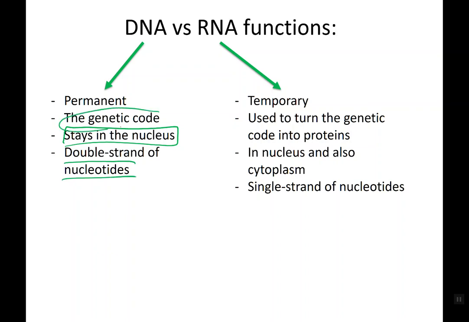So this is the genetic code. So the Human Genome Project mapped every gene in the human genome. And in every cell, for the most part, DNA stays in the nucleus and stays there all the time.